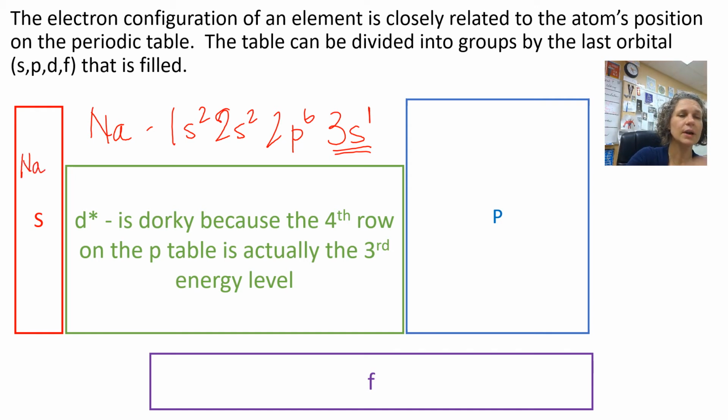It's right here. And not only does it tell you which section of the periodic table it is in, the 3 in front, the 3 of the 3s1, tells you what row it is in. And sodium is in the third row. So if you looked again, it has hydrogen and lithium and then sodium. So it's the third row. And then the 1 tells you which column it is in. Sodium is in the first column.